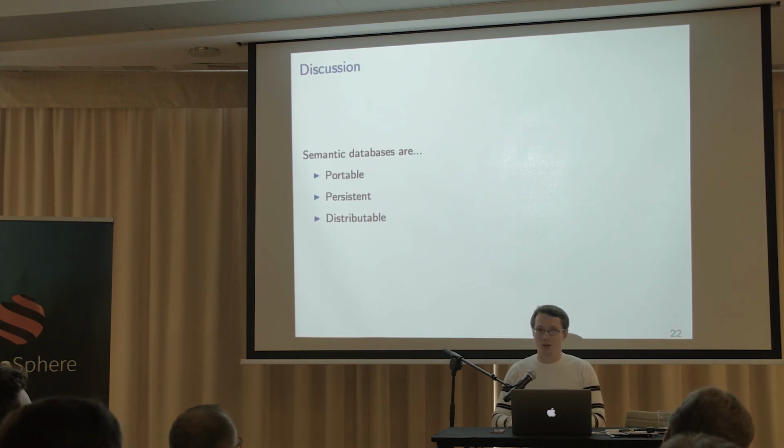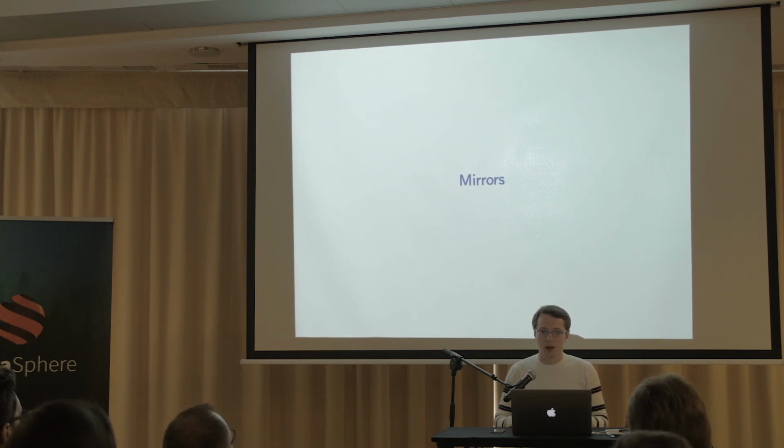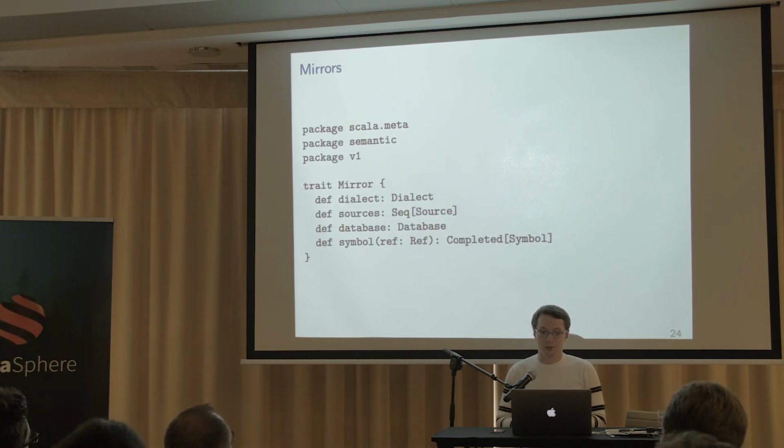Now we know all about semantic DBs, at least all the high-level information, so let's proceed to how we expose them to the users. In order to implement the Scala.meta semantic API, we have introduced the concept of a mirror in Scala.meta 1.6. The mirror is very simple at the moment. As I said, we plan to start really small and then continuously expand the API. Currently, it only contains 4 methods.